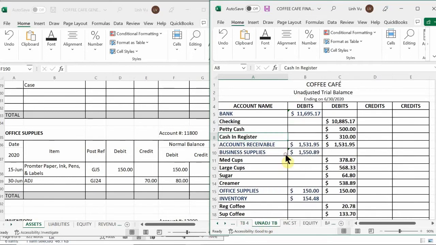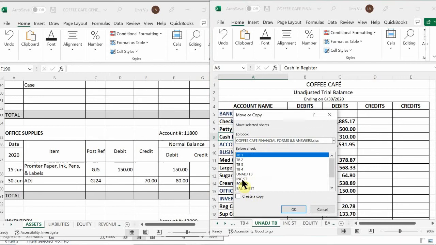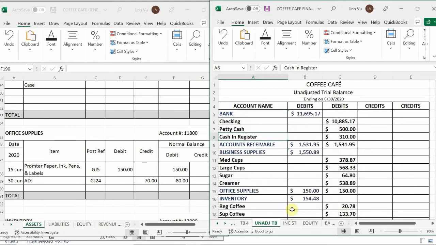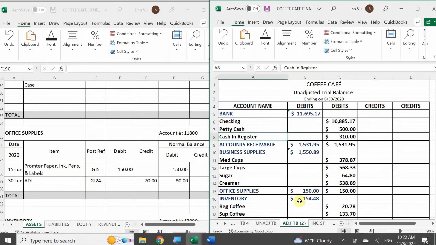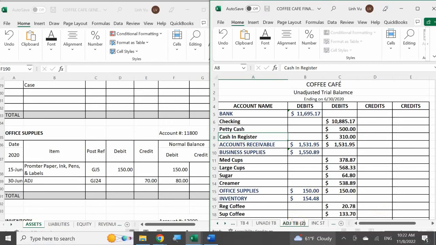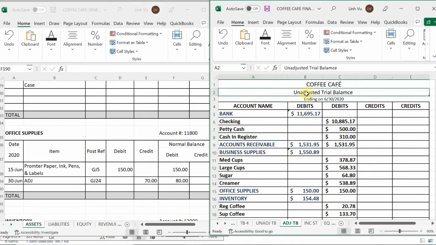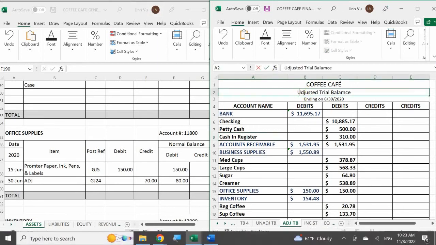Okay, so I'm going to move or make a copy, and I want it above my income statement. Make sure you click on make that copy and click OK. So there it is. And I'm going to make changes to this because it's the adjusted trial balance now, not the unadjusted trial balance, right? This happens after you've made your adjustment entries. So I'm going to fix a few titles here, such as this one right here. This should be adjusted trial balance. Okay. All right. And everything's intact.